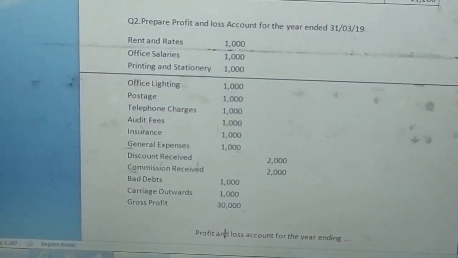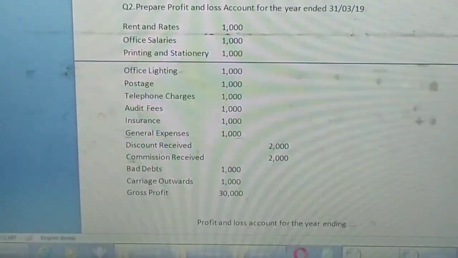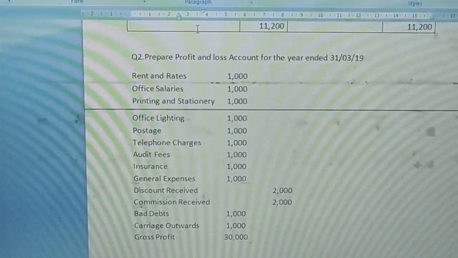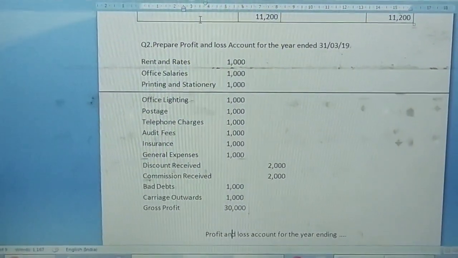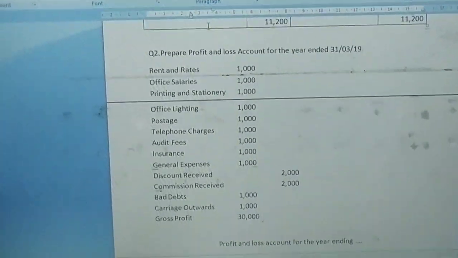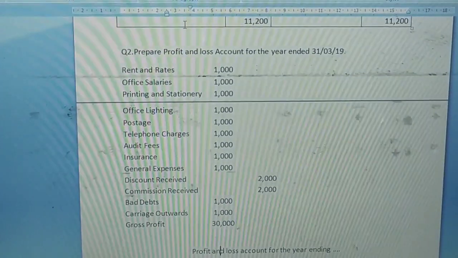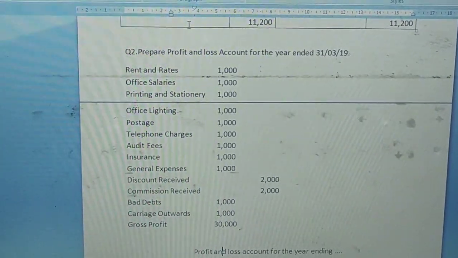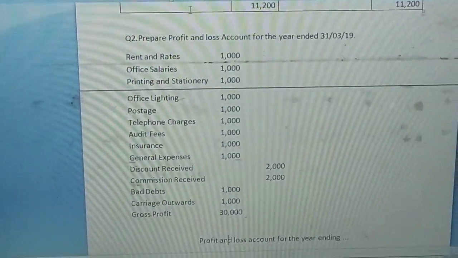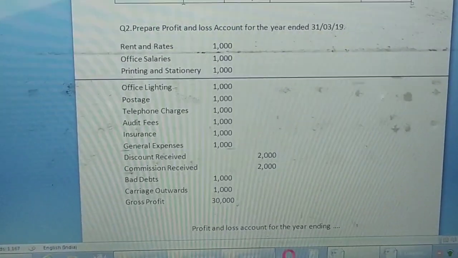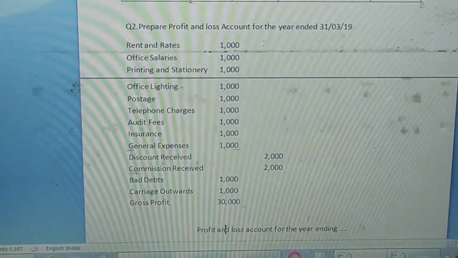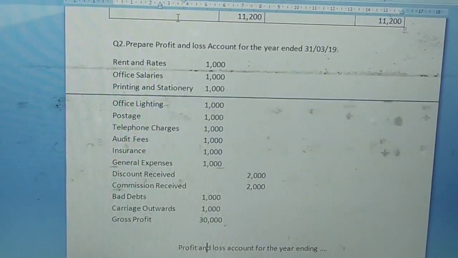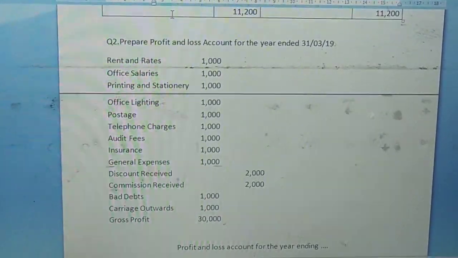So you notice that in this sum we have rent and rates 1,000, office salaries 1,000, printing and stationery 1,000, office and lighting 1,000, postage, telephone charges, audit fees, insurance, general expenses, all are 1,000. Discount received 2,000, commission received 2,000, bad debts 1,000, carriage outward 1,000 and gross profit 30,000. These all items are given. I have intentionally taken 1,000 and 2,000 to make the sum easy.